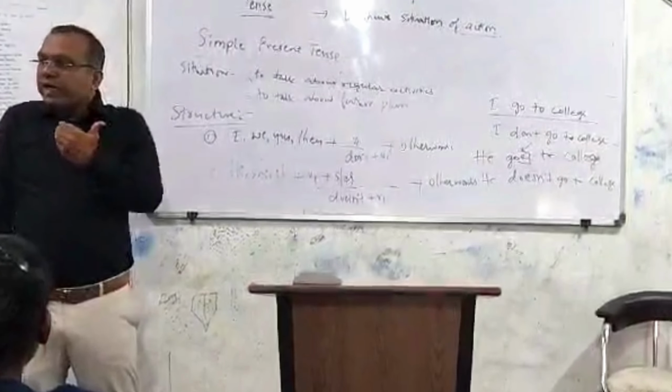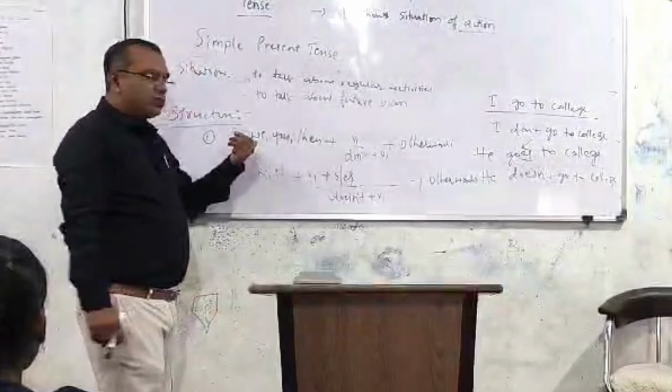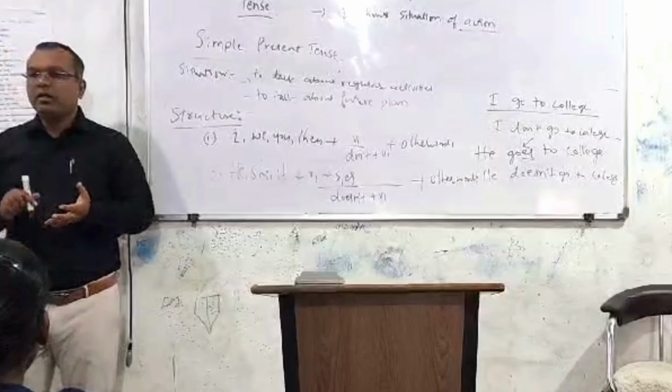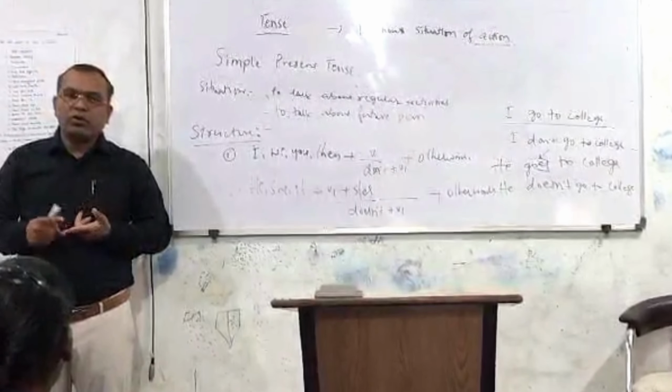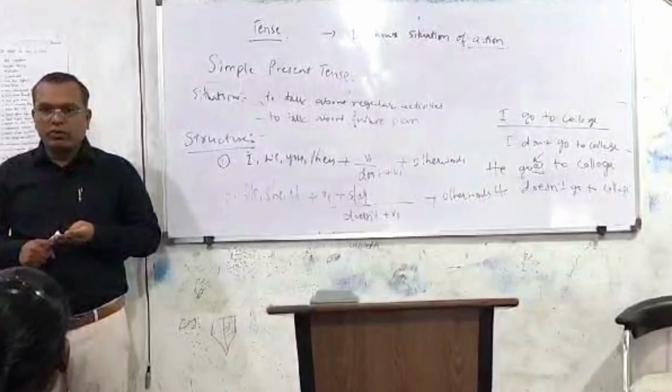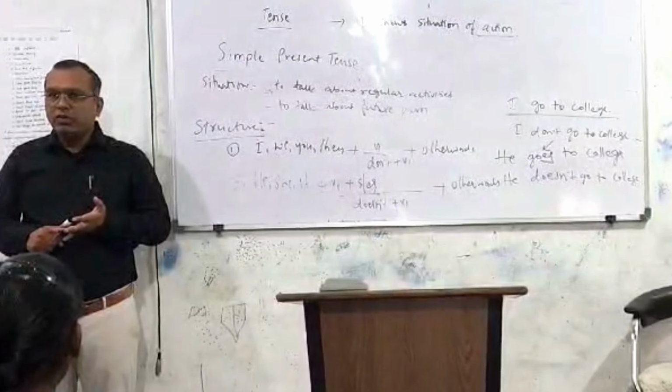Okay. So you can practice this tense. Take one sentence and you practice with different subjects. For example, I go to college, I don't go to college. We go to college, we don't go to college. You go to college, you don't go to college. They go to college, they don't go to college. He goes to college, he doesn't go to college. She goes to college, she doesn't go to college. It goes to college, it doesn't go to college.